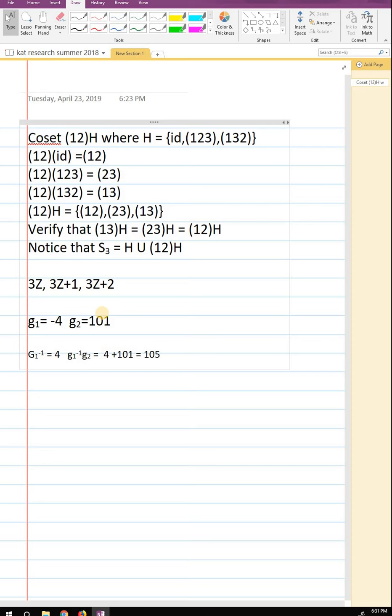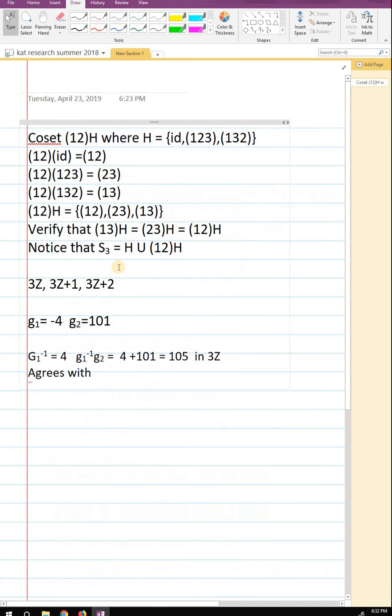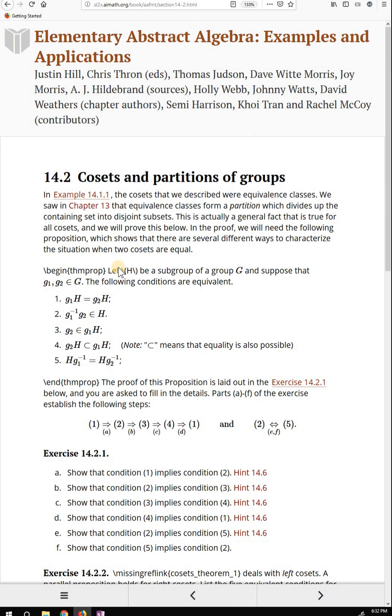There's technology for you. Okay. All right. So is that in 3Z? Yeah, the division rule, right? You add up the digits to 6, which is in 3Z. Okay. So this agrees with part 2 of, I guess it's proposition 14.2.1. Okay, so that's one example in the book.